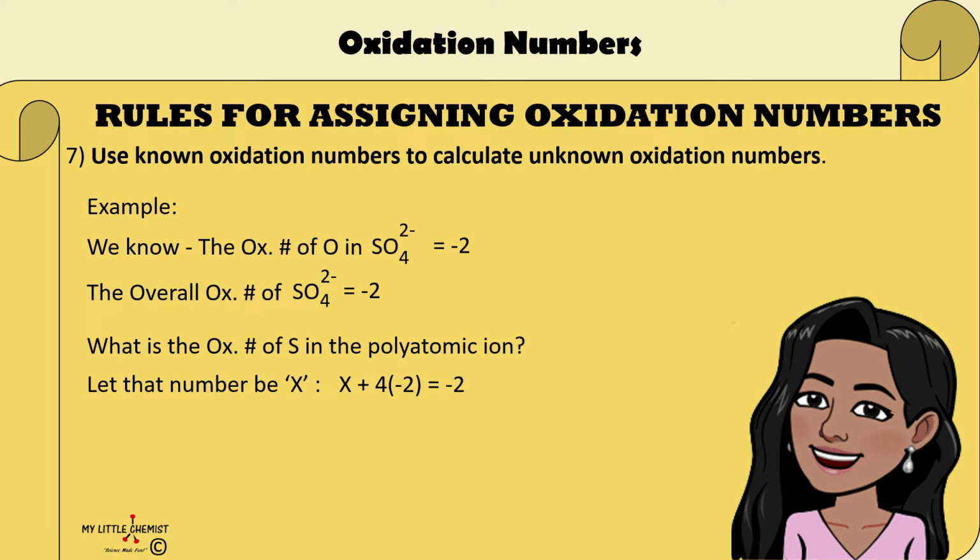We let the number be x. We can therefore say that x plus 4 times -2, since there are 4 oxygen atoms in the ion, will be equal to -2, which is the overall oxidation number of sulfate. Hence, the oxidation number of sulfur in sulfate is equal to +6.